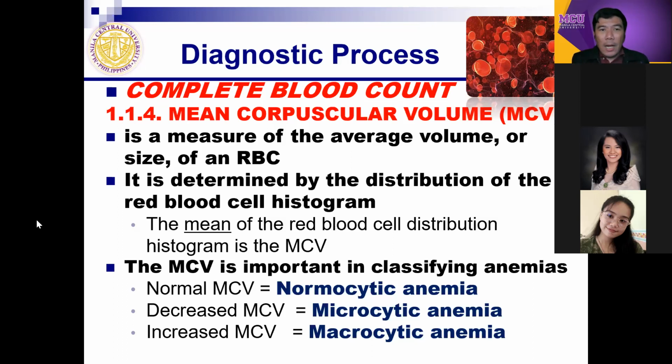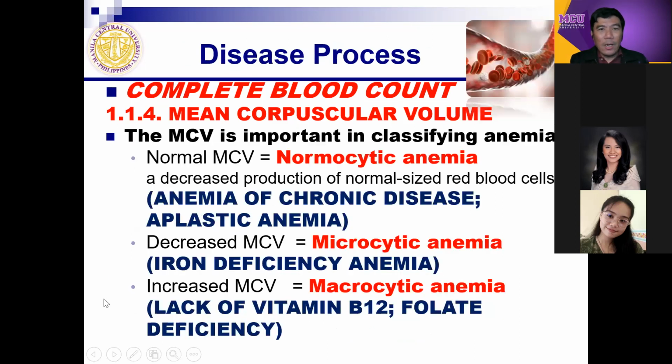So next po, other than the mean corpuscular volume, so we are now 47 in the room. So kanina we have 38. So we are, let's have some interpretations. So very important yon.